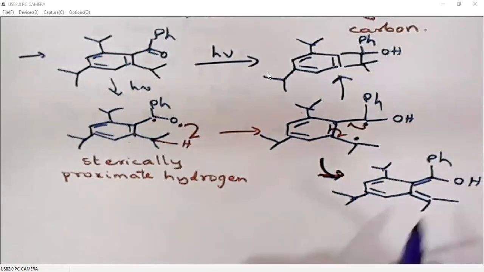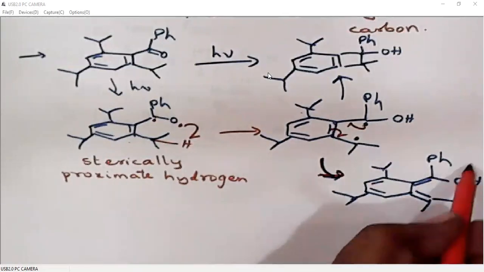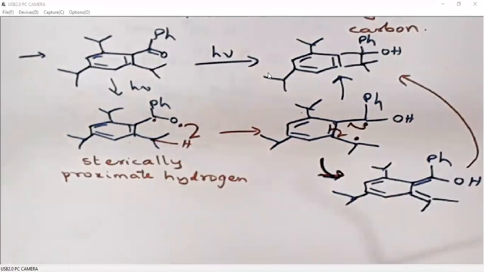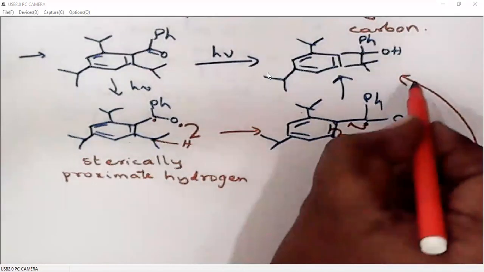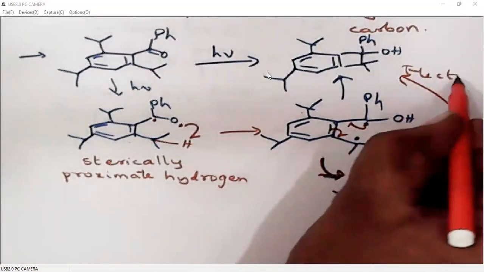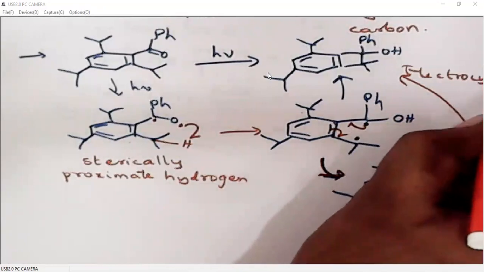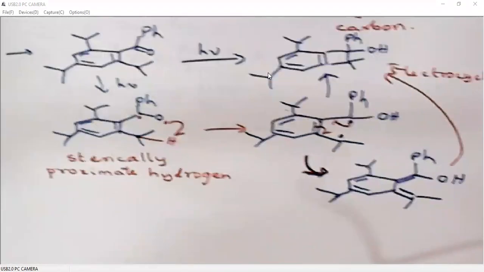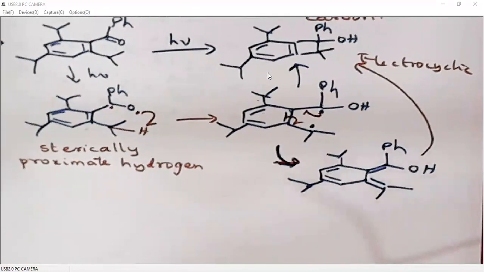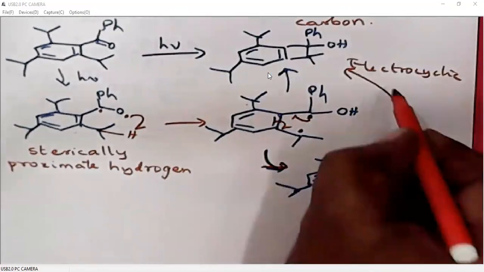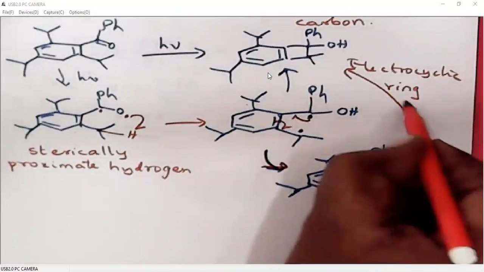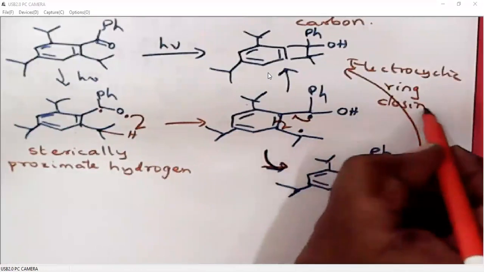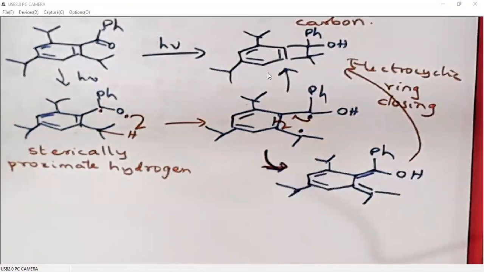Now this diene will undergo an electrocyclic reaction. What is that? It involves an electrocyclic ring closing reaction.